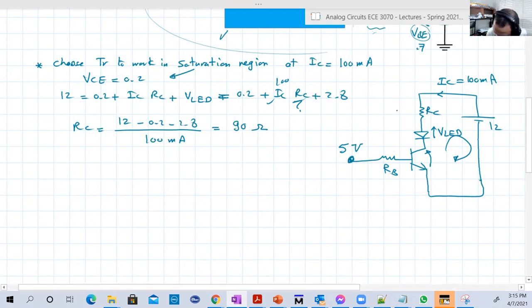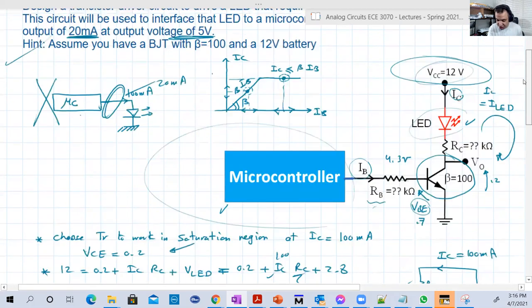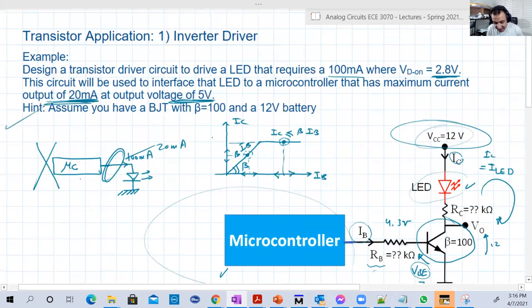Good, so we determined one of the unknowns now. Now how about RB? Let's do Kirchhoff for the input loop here. We're going to find that 5 equals IB RB plus the 0.7 VBE. We don't know IB, and we want to determine RB. It says in the question that the maximum current that the microcontroller can give is 20 milliamperes.